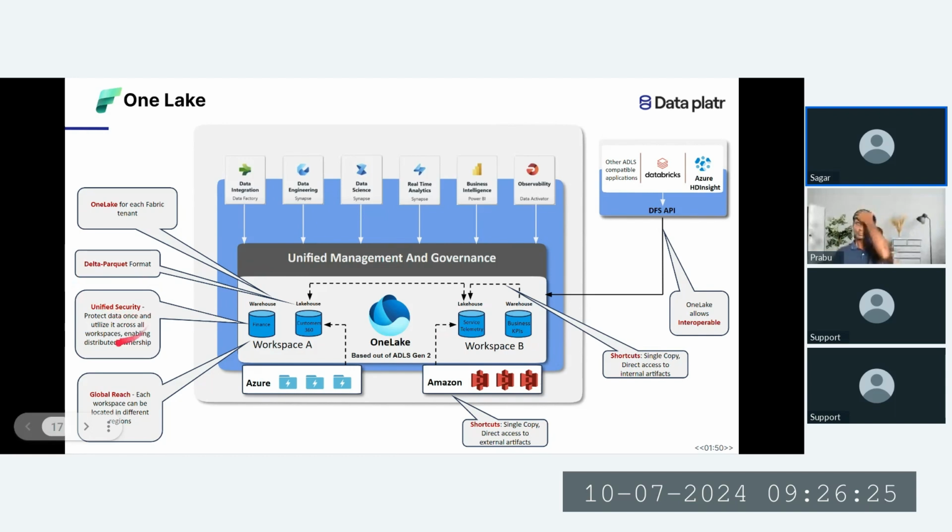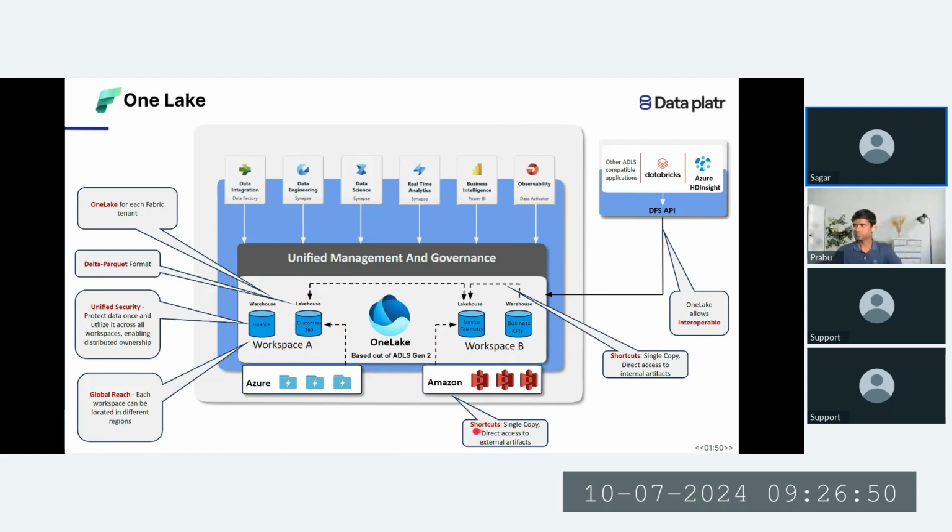Unified security, when we say that, means you protect the data once, and the same data can be utilized across multiple workspaces, and so it enables distributed ownership. Right? And when we say global reach, each workspace that you see here will be allocated capacity, and that capacity can be in different regions. We'll talk more about capacity in the further slides.